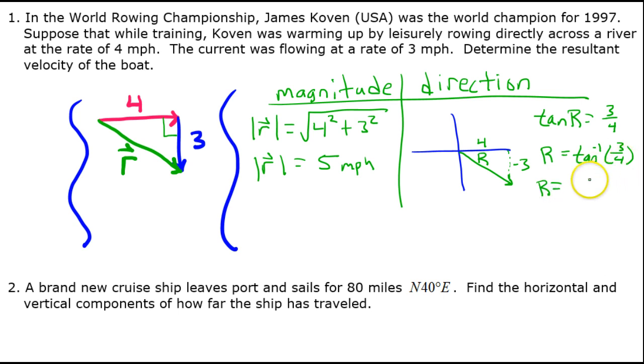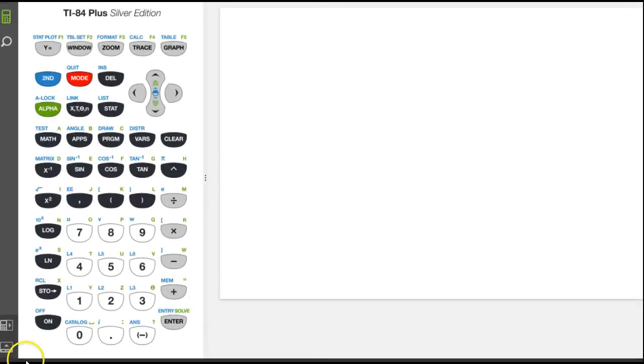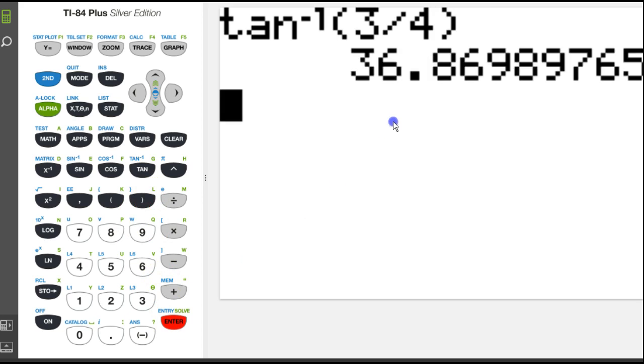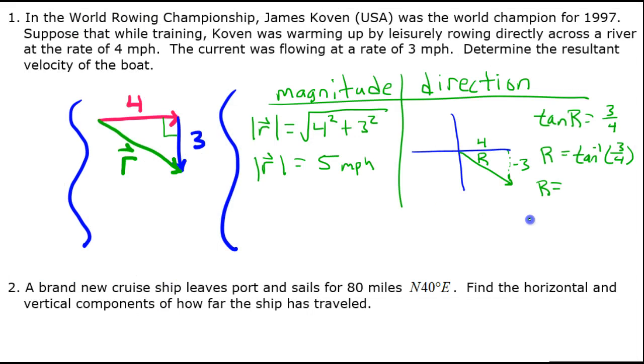So the measure of the reference angle will be the inverse tangent of 3/4. Okay, so we can just use a calculator to evaluate this. Make sure your calculator is in degree mode. So inverse tangent of 3 divided by 4. So that's 36.87 degrees. That's the reference angle.